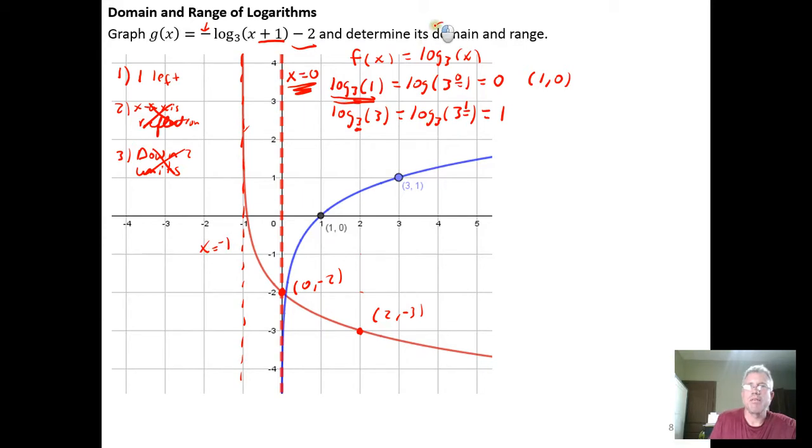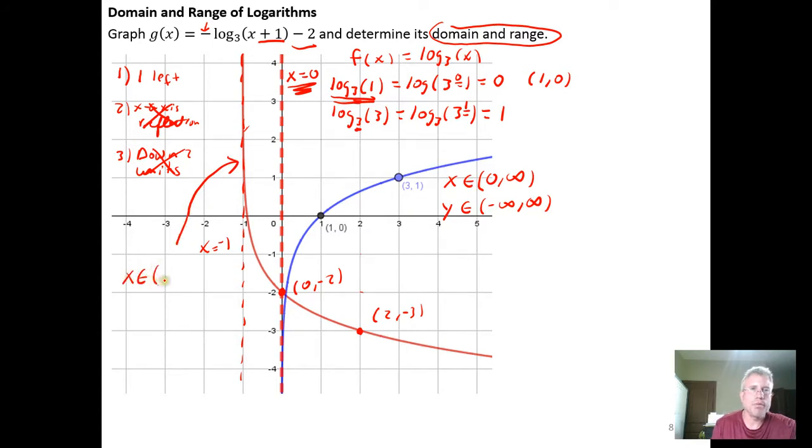And then we're asked to identify domain and range. But it's the same thing as we had before. The toolbox function, what's its domain and range? Well, the domain is always for the toolbox function 0 to infinity. The range is always for the toolbox function negative infinity to infinity.